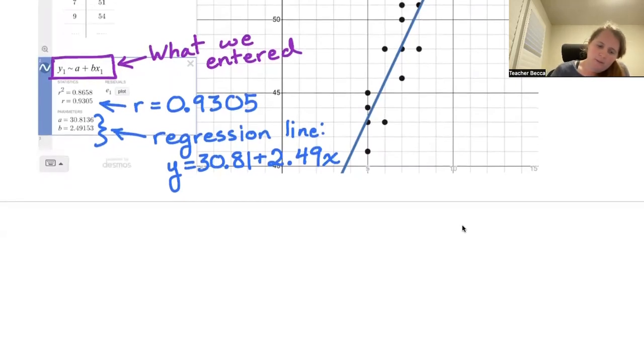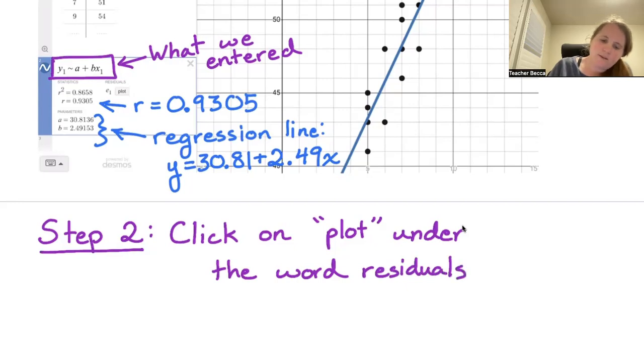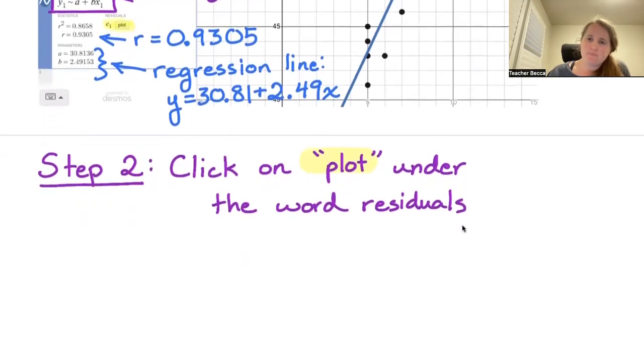Now, from here, step 2 was to click on plot under the word residuals. So I'm just going to highlight this button. So we're clicking on plot. What this will do is calculate the error for each point.